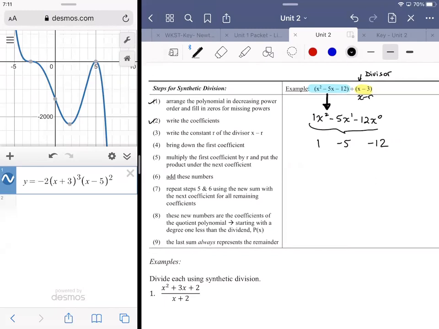Well, there are two ways. One way is procedural, the other way is more intuitive. You could set them equal to each other: x minus 3 equals x minus r. Solve for r, the x's would cancel. You'd have -3 is equal to -r, which means that 3 is equal to r. You do it that way.